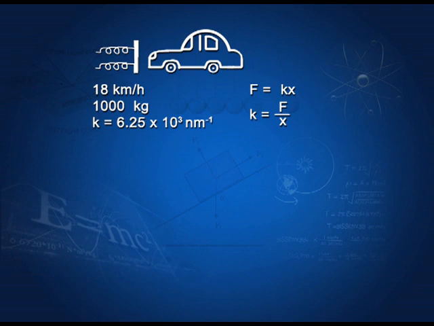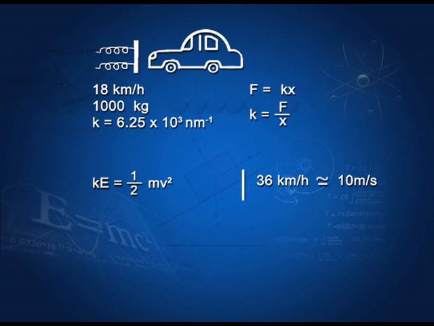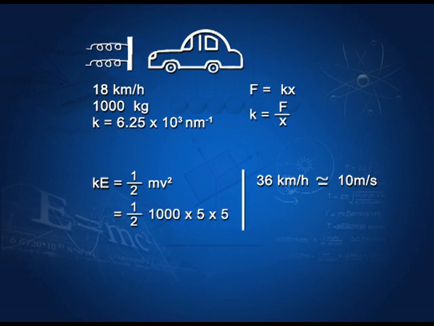So, the kinetic energy of the car is to be calculated, which would be given by half mv square, and to find out the v value in meters per second, we must remember that 36 kilometers per hour is equivalent to 10 meters per second. So, 18 kilometers per hour is going to work out to 5 meters per second. So, our kinetic energy is 1000 multiplied by 5 into 5 for meters per second, and this value comes out to be so many joules.